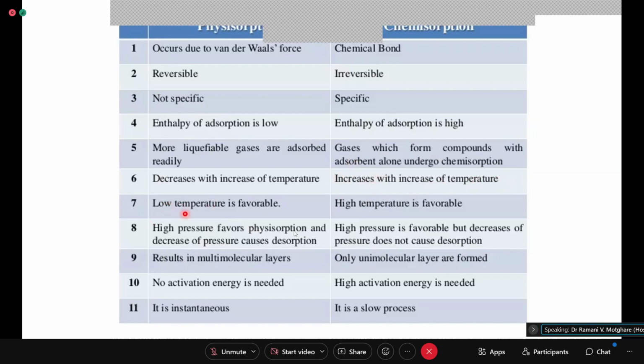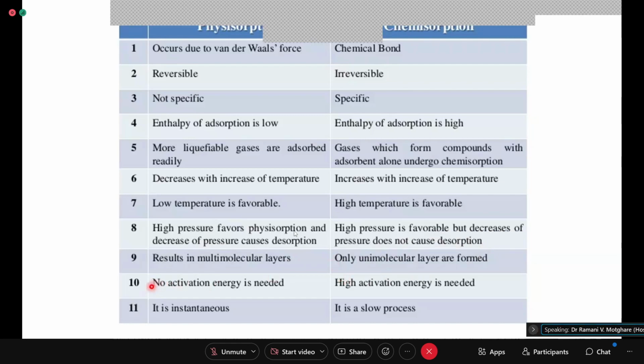Low temperature is favorable for physisorption. Chemisorption is favorable at a moderate or optimum temperature, not low temperature nor very high temperature. Optimum temperature should be mentioned. Then high pressure favors physisorption and decrease of pressure causes desorption. For chemisorption, high pressure is favorable, but decrease of pressure does not cause desorption. Physisorption results in a multimolecular layer, and chemisorption results in unimolecular layer formation.